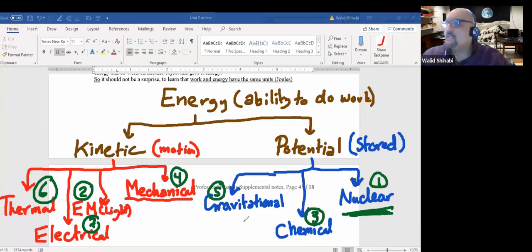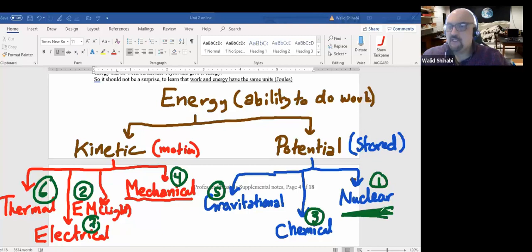Now, during this process, the energy will be conserved. So when energy turns from nuclear to electric, the amount that turns from nuclear will be equal to the amount that turns into electric, meaning energy can neither be destroyed nor created. You cannot destroy energy, you cannot create energy. You can only change it from one form to another.